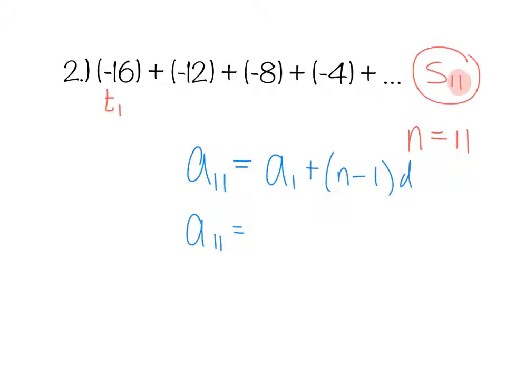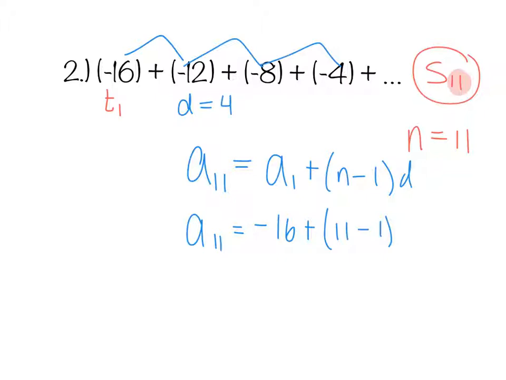A sub 1 I already know is negative 16, plus the 11 terms that are in the sequence, minus 1, times the common difference. Now the common difference, what's going on between these, it looks like it is adding 4 every time. So my d value, and maybe I should write that down, d equals 4. I can plug that in. 11 minus 1 is 10. 10 times 4 is 40. Negative 16 plus 40 is 24. So a sub 11 is 24.